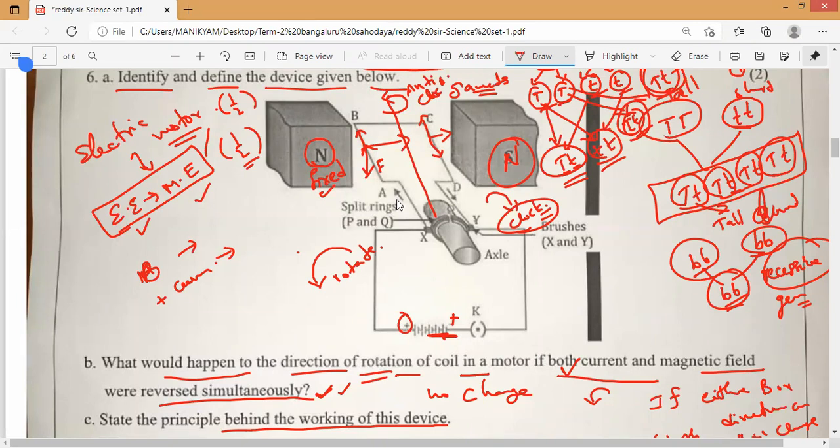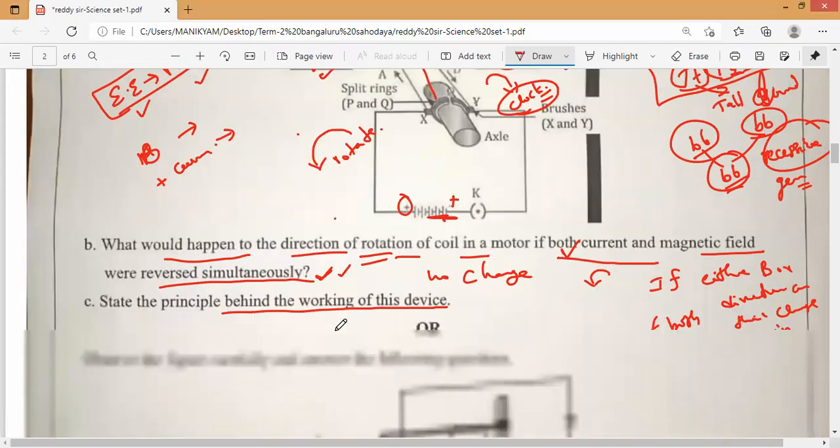So a rectangular coil is placed in the magnetic field of a horseshoe magnet. Then if the current is passing through it, because of the force exerted on this coil, it will start rotating or spinning. That is what we call the principle of the electric motor. That is what you have to remember. Okay, guys. So now this is all about this question.